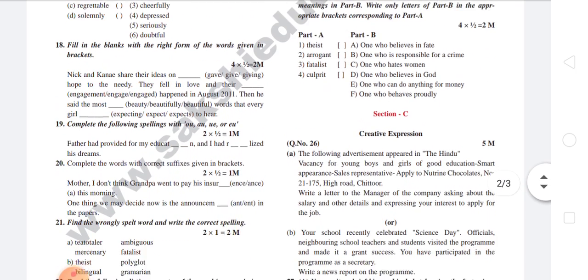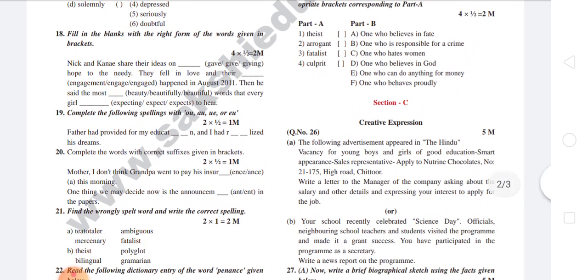Then 18th question. Fill in the blanks with the right form of the words given in the brackets. It also depends upon the tenses. That's why I have told you many times, tenses are a very important grammar topic. Based on tenses, from paper 1 and paper 2, totally there is a chance of 12 marks. That is the importance of tenses in English. I hope you can definitely understand now. In this also, 4 blanks, each blank carries half a mark, totally 2 marks.